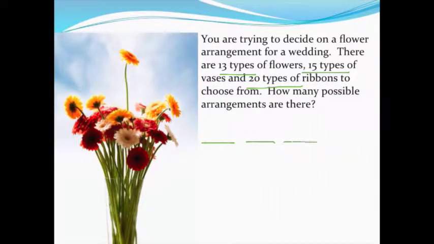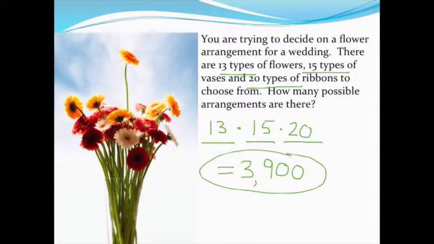Once again, I have three choices to make, so I'm going to make three blank spaces. For the first option, I have 13 choices to pick from. For the second decision, about the types of vases, I have 15 choices to pick from. And then finally for my third decision, I've got 20 choices to pick from. Simply multiplying each of those numbers of choices together, 13 times 15 times 20, gets me my total number of possibilities, which is 3,900. Again, a tree diagram would be a very complicated way to do that. Instead, let's just multiply our different choices together.